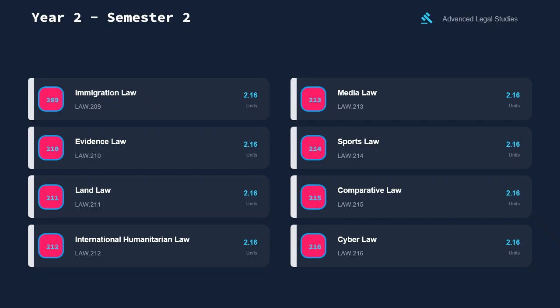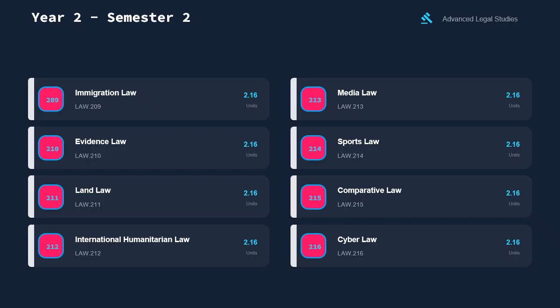Real-life example: the New York Convention on Arbitration facilitates enforcement globally, illustrating successful harmonization. Practical application: lawyers use model laws for drafting. Students analyze harmonization treaties.